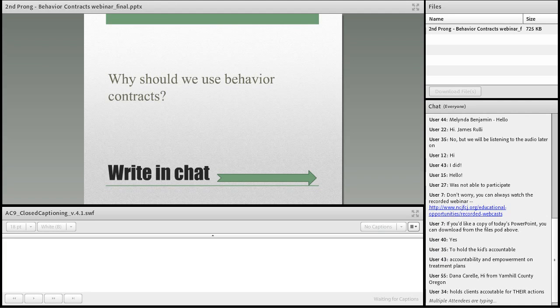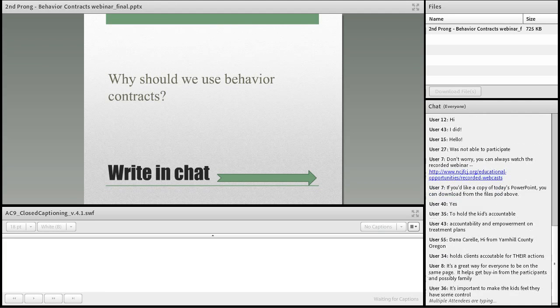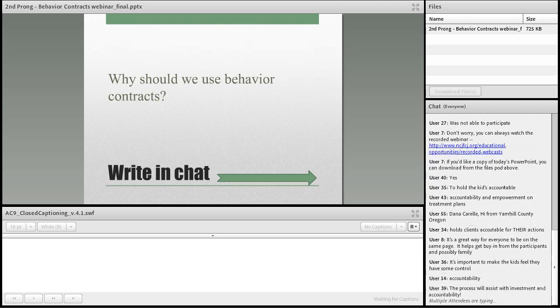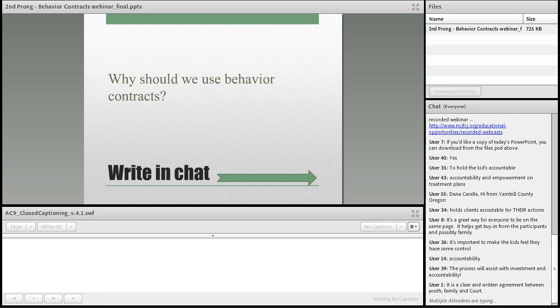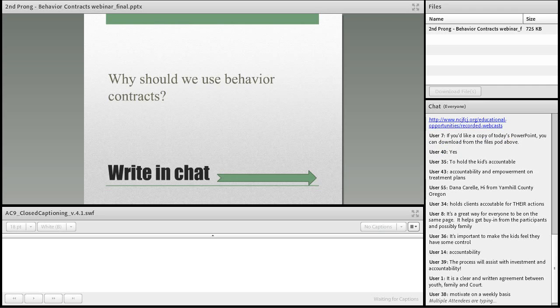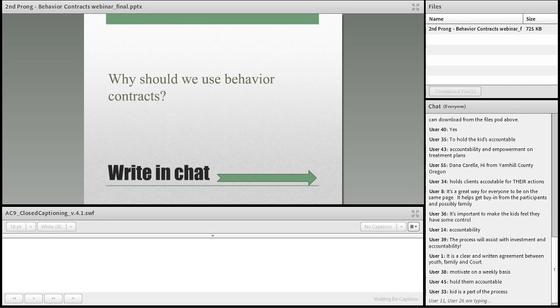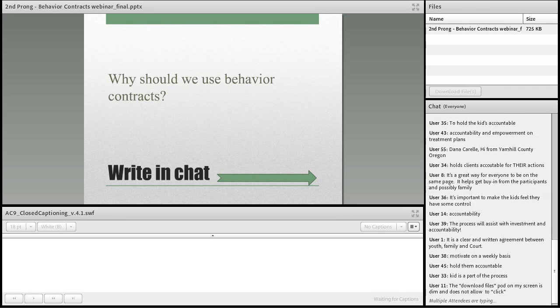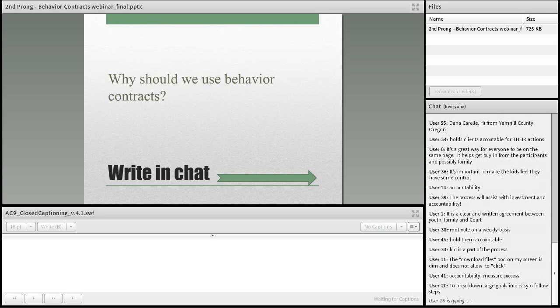Hold the kid accountable. Wow, they're coming in so fast. Get everyone on the same page, buy-in from participants. These are really great comments. Allow kids to have some control. I think that's an excellent comment. A lot of holding the kids accountable. Motivate on a weekly basis. So we already got someone talking about time frames. That's really good. Yeah, and measure success. Break down large goals into easy to follow steps. That's great. Yeah, I think that's exactly why we're going to do it.